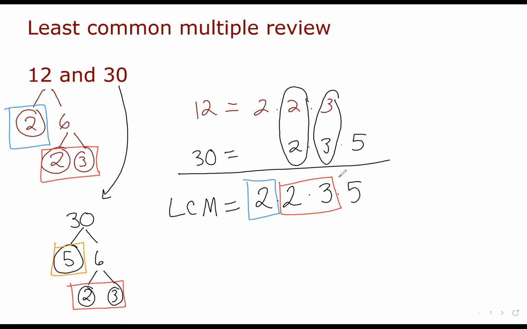And there we go. Okay, now we haven't fully answered the question. We do need to multiply those together: 2 times 2 times 3 times 5. So 2 times 2 is 4, times 3 is 12, times 5 is 60.